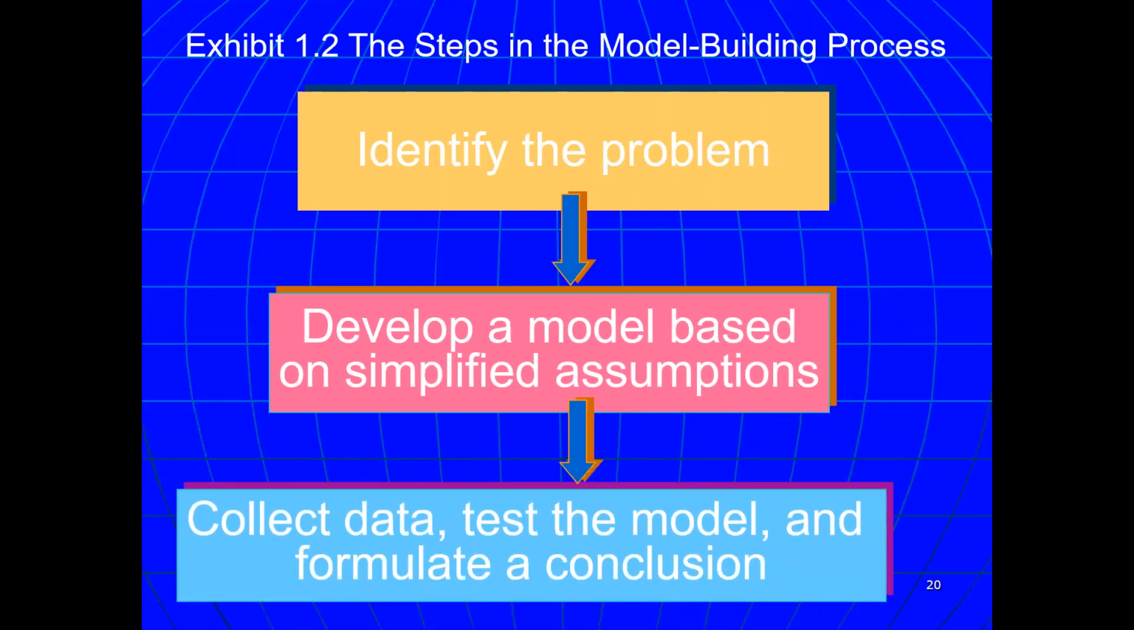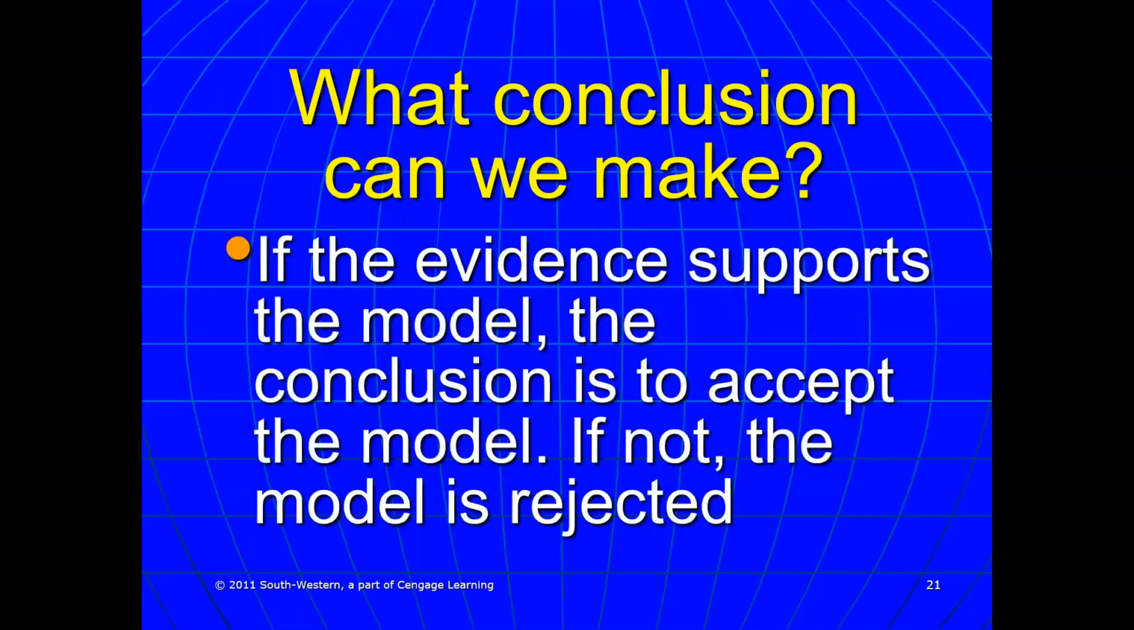So you might notice these steps might seem familiar to you if you've ever done a science fair project in school. It's the same exact thing. So even though economics is a social science, we still use the scientific method, the same one that the biologists and physicists use. And again, if the evidence supports the model, then that's a good way to explain how things work. If not, it is rejected, and we come up with a new model.